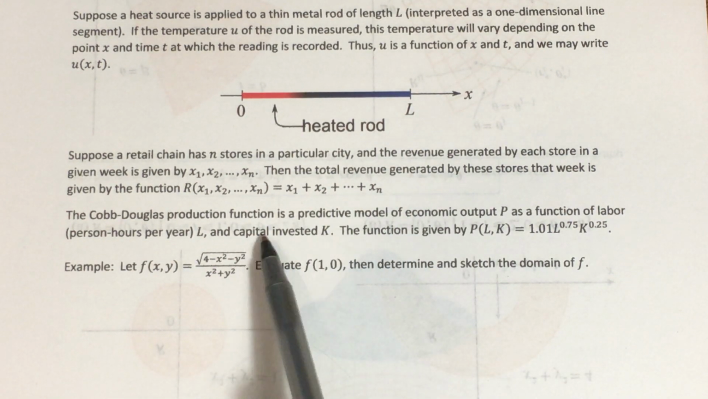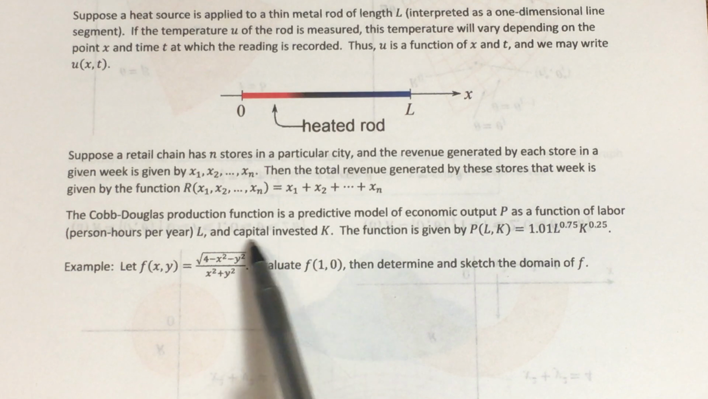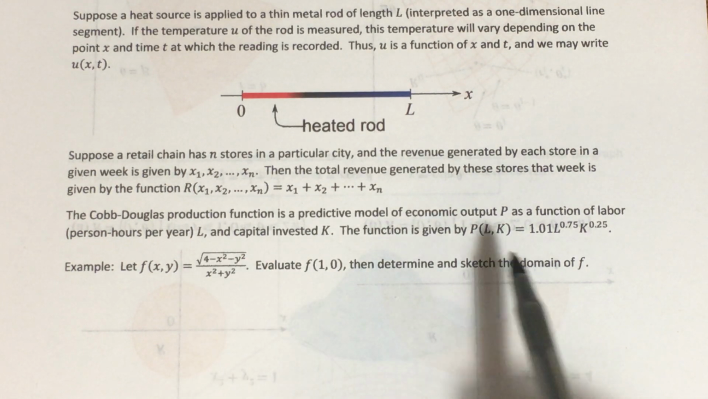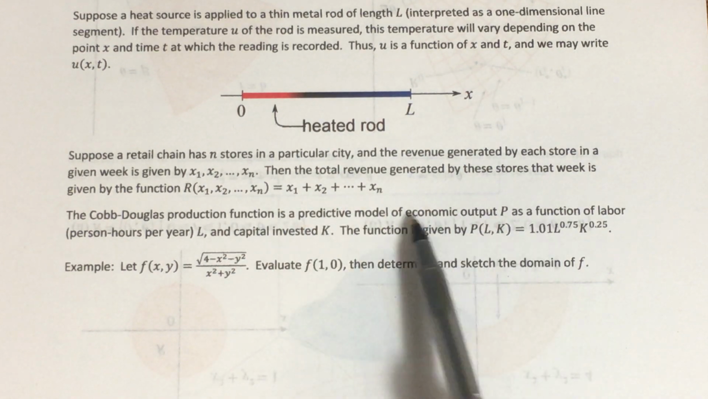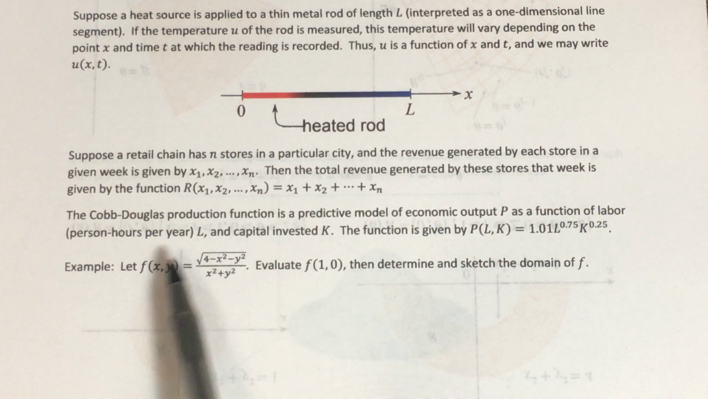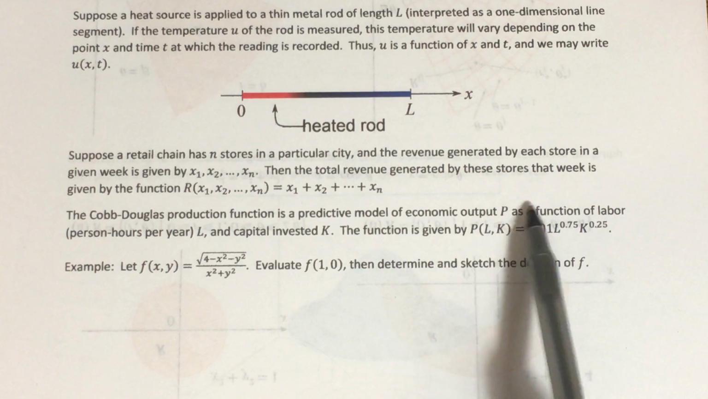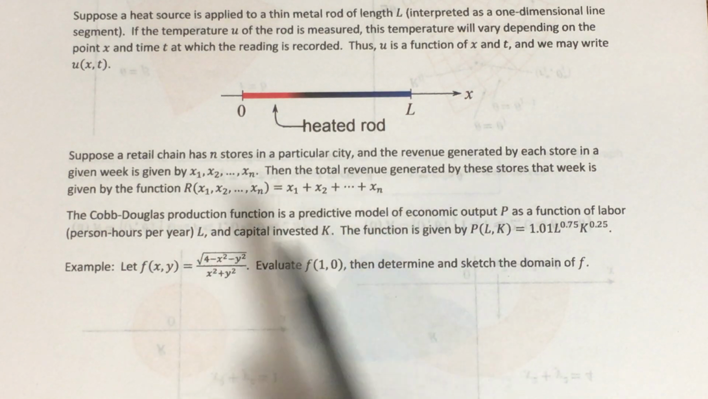Capital invested, capital is money, but it's not just money. It considers the value of all the assets that are used, machinery, equipment, and stuff like that. So this is a simplified model because any given economy is an extremely complex system, and there are several more variables that go into determining economic output. This was just intended to be a simplified model.